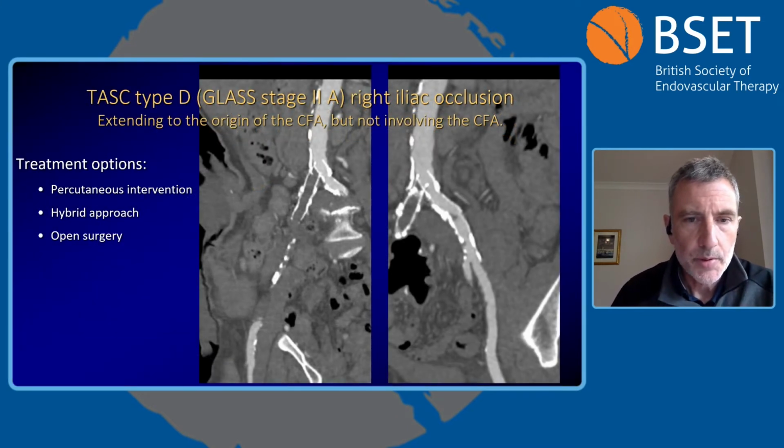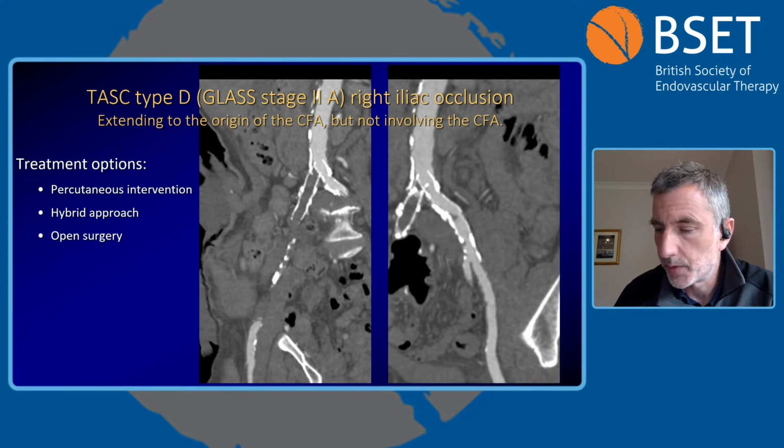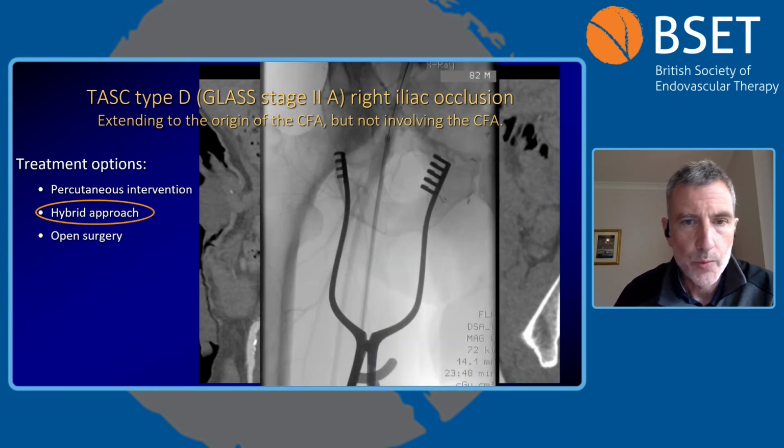So the treatment options: he has a TASC D or a GLASS stage 2A full-length right iliac occlusion, right down to the origin of the common femoral artery. He could have redo percutaneous intervention, a hybrid approach with open exposure of the common femoral artery, or he could have open surgery. We chose a hybrid approach.